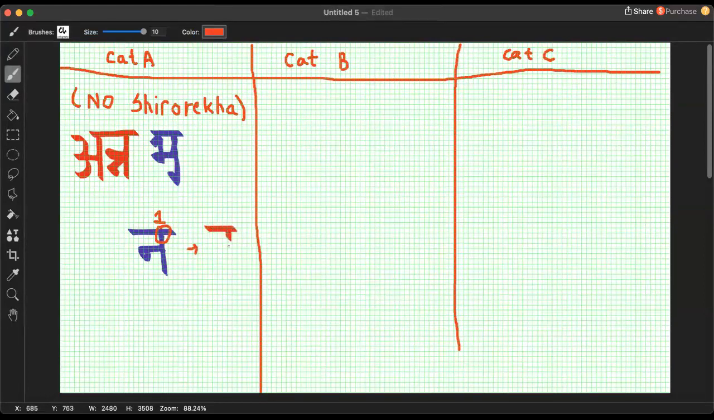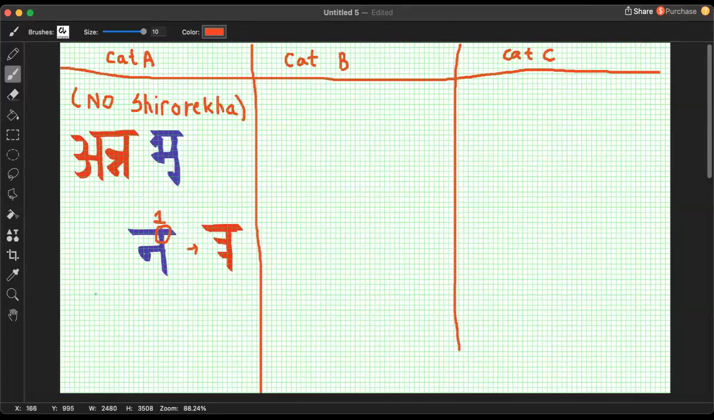First we'll write "no" in Sharda, and right below that we will add one more "no". If you observe, the Shiroreka which has to be written here will not apply. It will use the same Shiroreka as the alphabet on the top. This is the first category of conjunct.